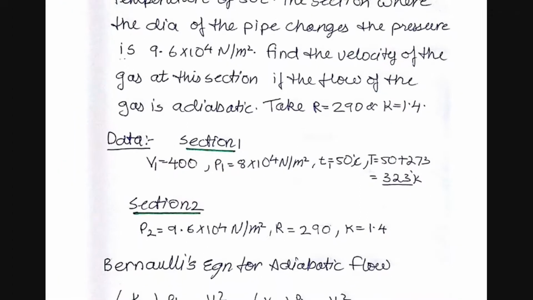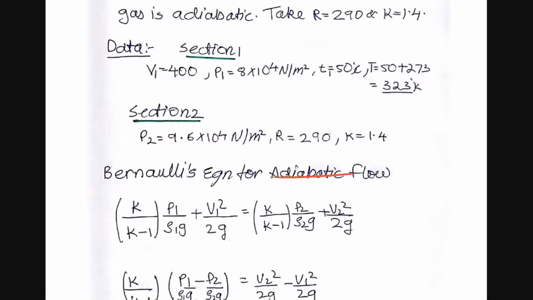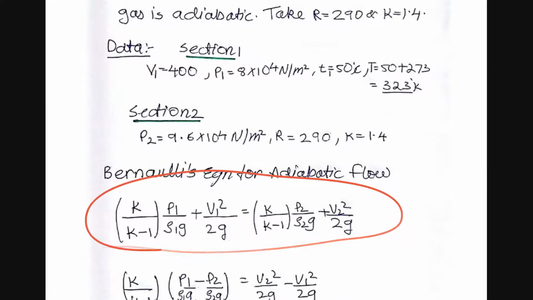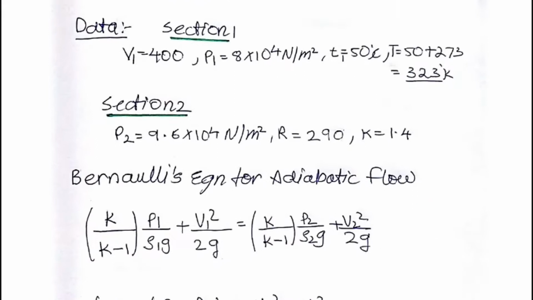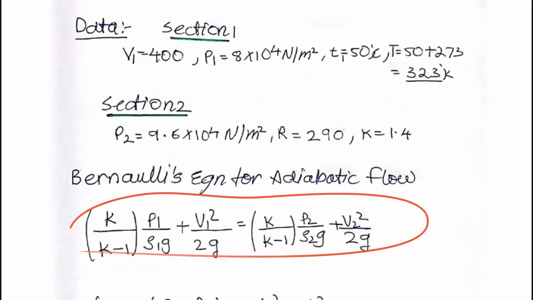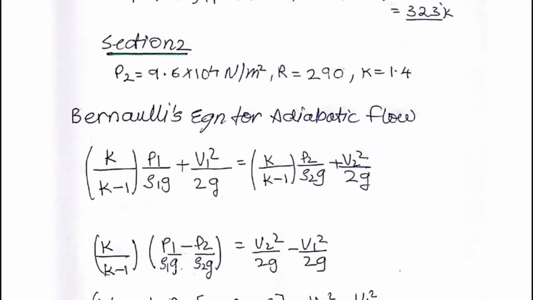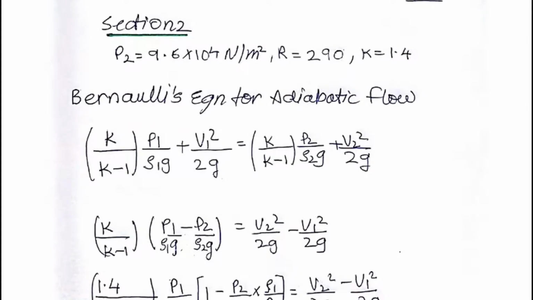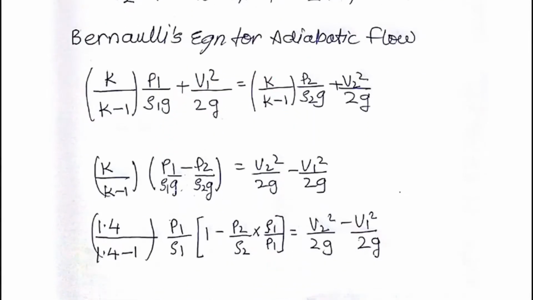Since this is an adiabatic flow, we will be using this Bernoulli's equation, which we had derived in the previous lesson. This is the relationship of the Bernoulli's equation. In this, we will bring this value over here and then shift this value over here. After we shift, we can take K divided by K minus 1 as common, and we'll be getting this as the equation.